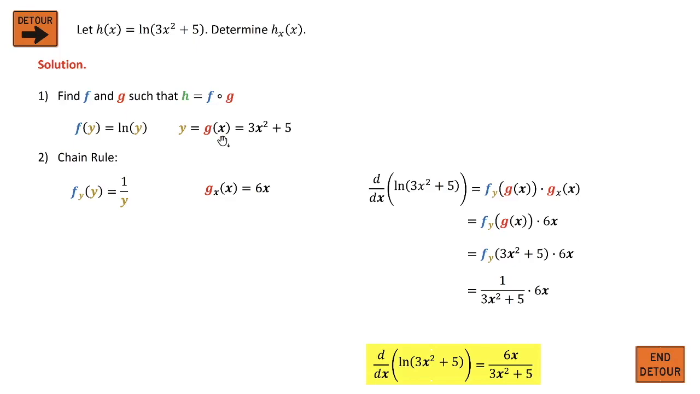G is going to be the g of x. So I'm going to take the x material, 3x squared plus 5. That equals y. So f of y is log y. Once I have the functions f and g figured out, I take their derivative.